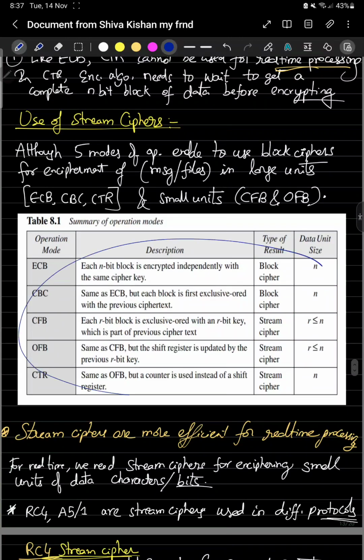So this is the whole summary. ECB is a block cipher, CBC is a block cipher, and the next three are stream ciphers. That's it.